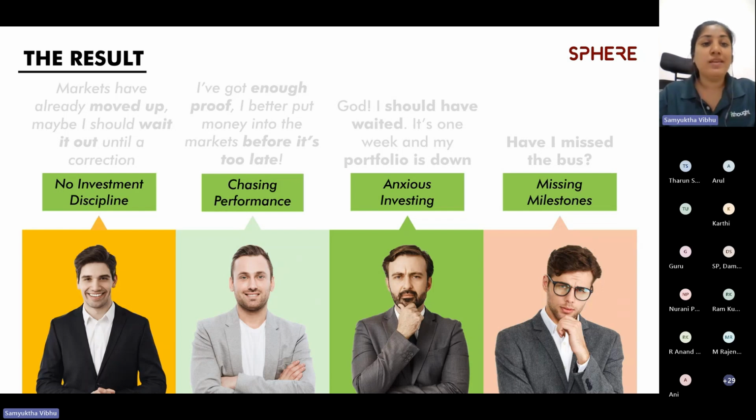The key takeaway here is that there is actually no good time to invest in the market. You have to do it according to what your life demands of you. You have to do it according to how much you're able to save. If you keep waiting for the right environment, for the right moment, it may never come.